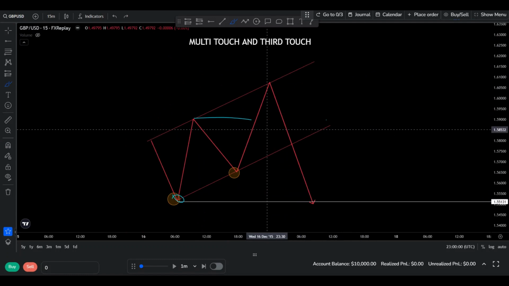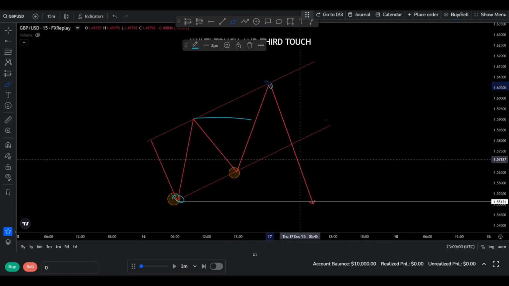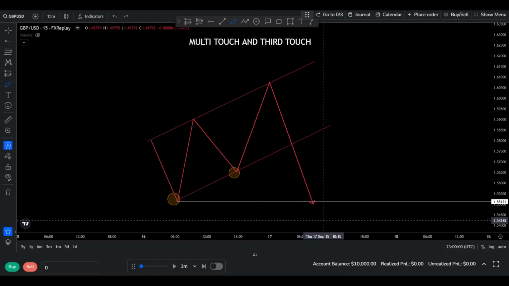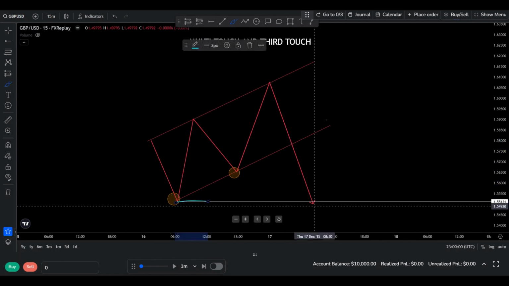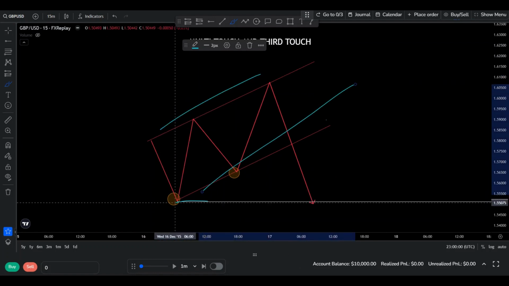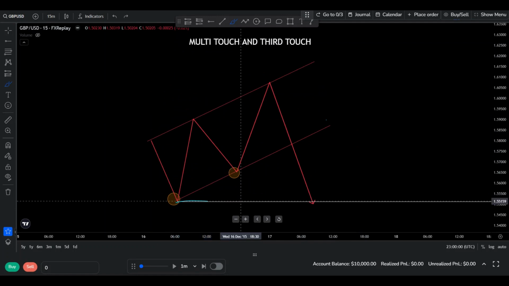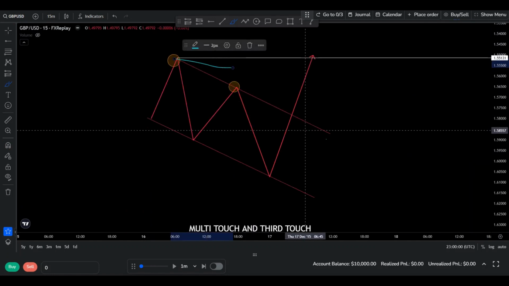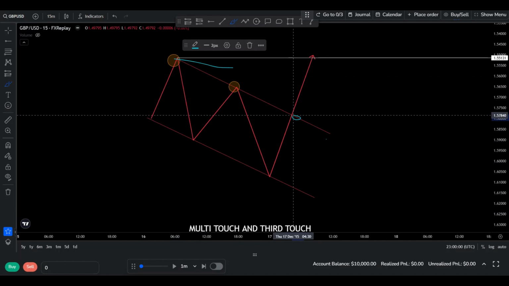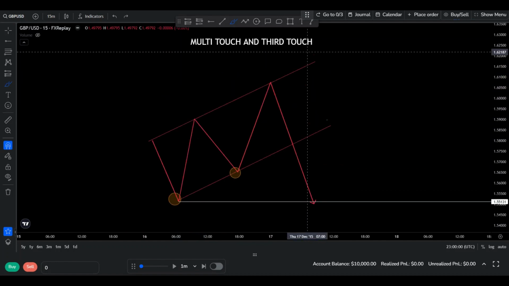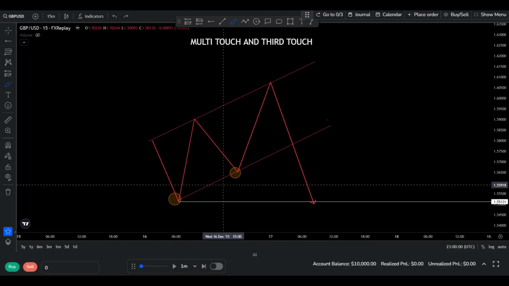So that's just it. You must make sure that you break it, and that's when you can start anticipating a third touch to break lower, right? And the target is always the low of the overall pattern. So the target for the bearish case is the low of the overall pattern, and for the bullish case it is always the high of the overall pattern, after price breaks the pattern over here. And that's all for multi-touch and third touch.